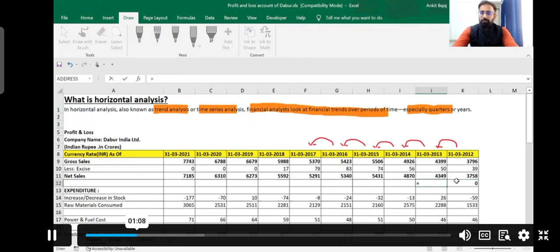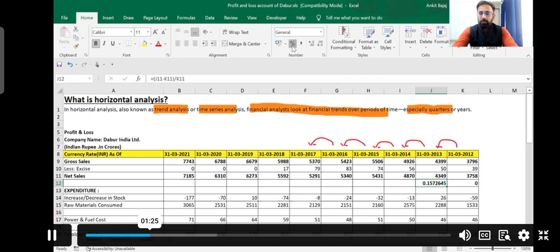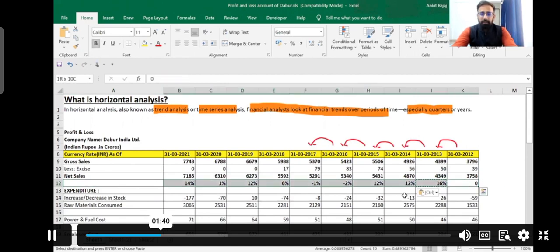So simply what I have to do, I have to take closing value minus opening value, open up the bracket, closing value minus opening value divided by opening value, right? So what is the growth in year 2013? There is a growth of approximately 16%, right? And if I copy this formula here, we will find the growth each year. You can see every year there's a growth in sales, right? Sometimes there is no growth, but in most years there is a huge growth in sales, right?